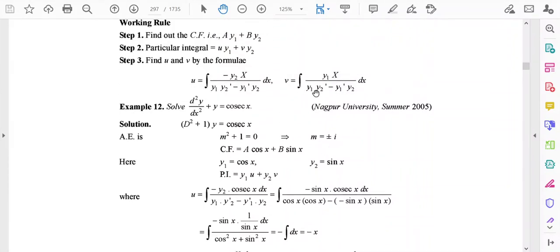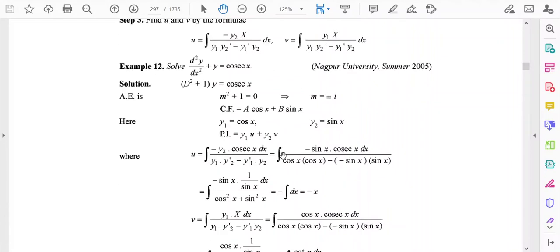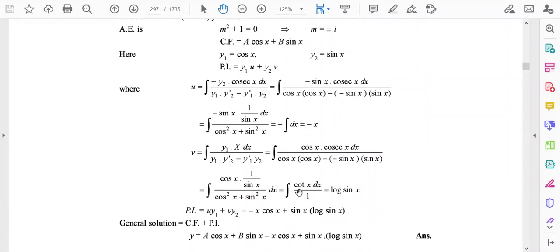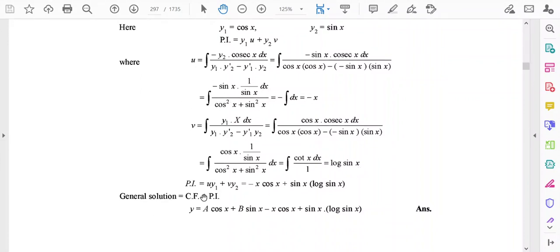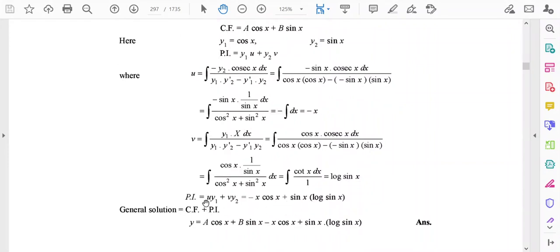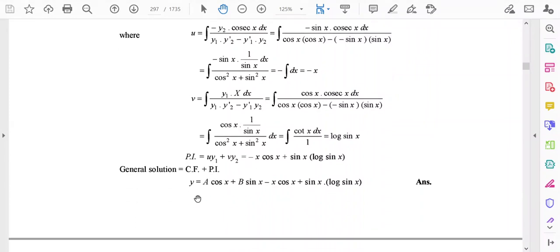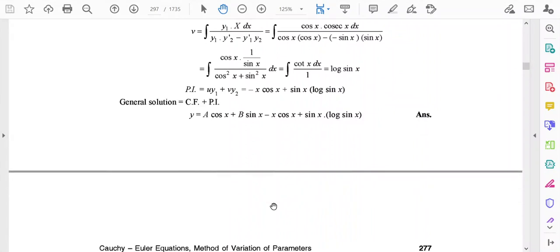Similarly for v we can calculate v also. Let us substitute all the values here, and after substituting and simplification, this is integration of cot x dx, means log of sin x. So we have found u and v. So now the particular integral will be u y1 plus v y2. So these are u and v. y1 and y2 are already given here. So this is the value of the particular integral. So the general solution is complementary function plus particular integral. So this is the form of the general solution.